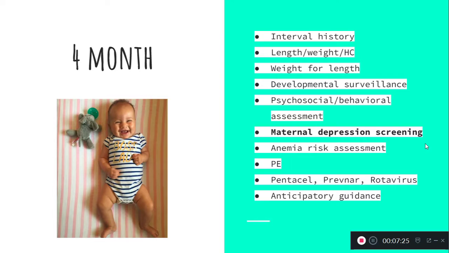Zora again. Interval history, measurements, our surveillance, our social behavioral assessment, our maternal depression screening, and then an anemia risk assessment. So infants who are born at term usually have sufficient iron stores until 4 to 6 months of age. Risk factors, however, for anemia would be prematurity. Babies get the majority of their iron stores from their mother during the last trimester of pregnancy. Additionally, babies born to mothers with poorly controlled diabetes or babies born at less than 3,000 grams. Iron-rich foods, we want to talk about initiating around 6 months. So those would include our green veggies, our red meats, and certain cereals.